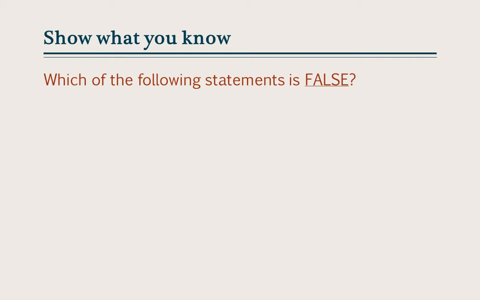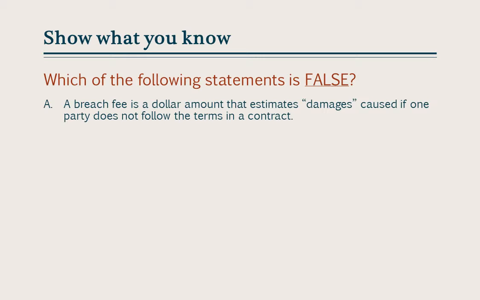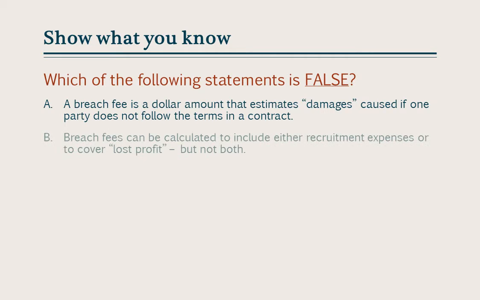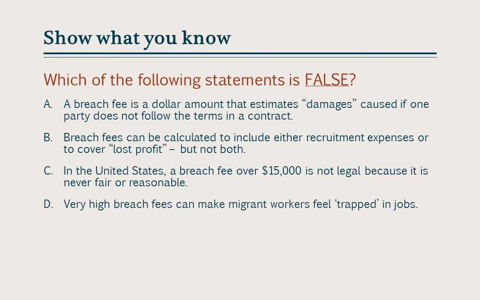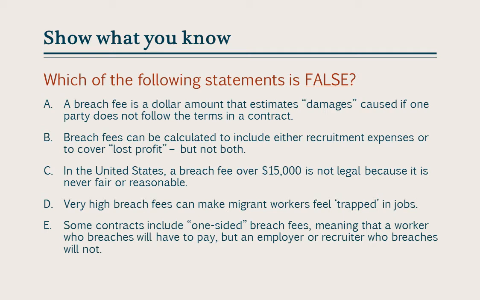Which of the following statements is false? A breach fee is a dollar amount that estimates damages caused if one party does not follow the terms in a contract. Breach fees can be calculated to include recruitment expenses or to cover lost profit, but not both. In the United States, a breach fee over $15,000 is not legal because it is never fair or reasonable. Very high breach fees can make migrant workers feel trapped in jobs that do not work for them. Some contracts include one-sided breach fees, meaning a worker who breaches will have to pay, but an employer or recruiter who breaches will not.